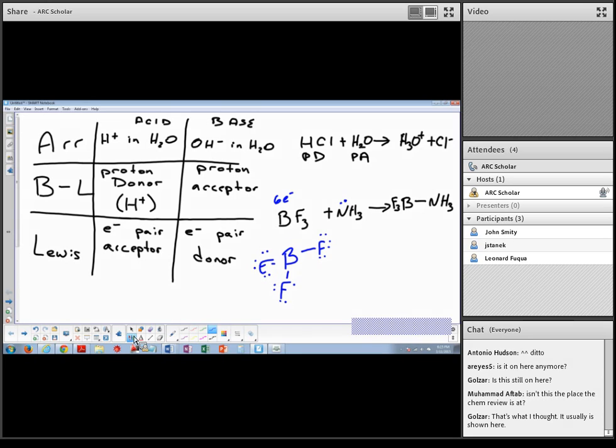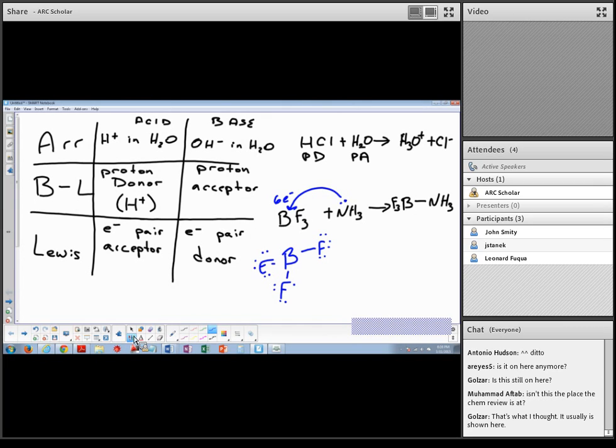But what can happen is those electrons can come over and attack that boron and form a bond. So even though there's no exchange of protons, this is still considered an acid-base reaction under the Lewis definition. But because there's no protons being exchanged, it's not going to be a Brønsted-Lowry, it's not going to be an Arrhenius.